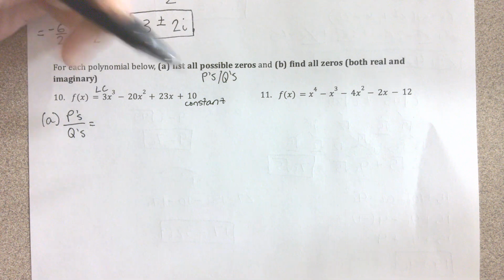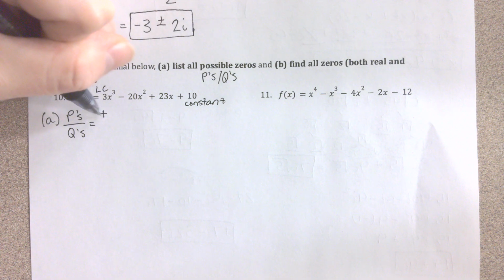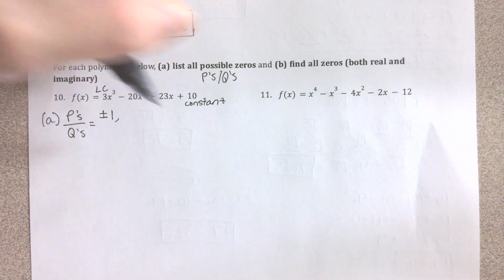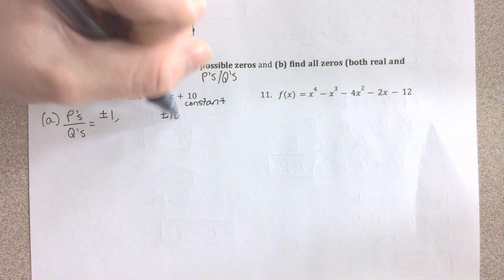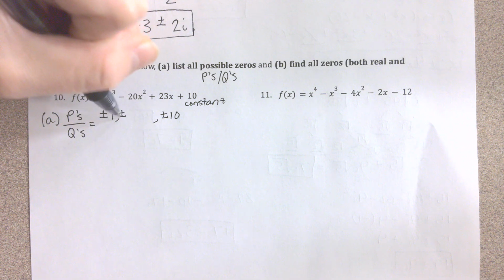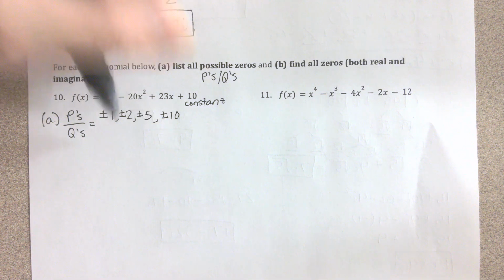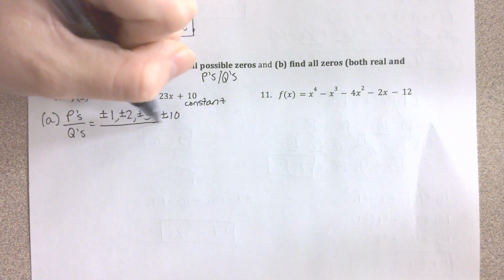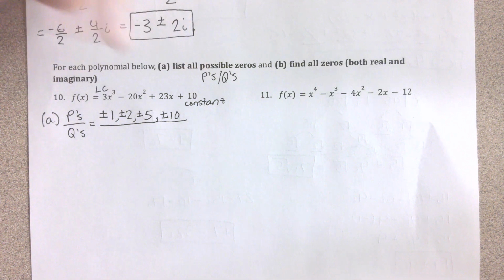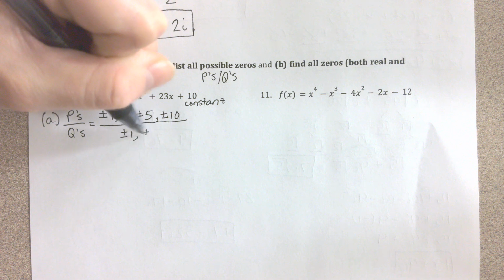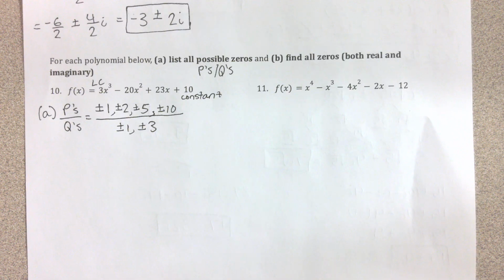So on the top we have plus or minus factors of 10. So that's plus or minus 1, since 1 and 10 go together. And then we've got plus or minus 2 and plus or minus 5. Over the factors of 3, which are just 1 and 3, so plus or minus 1, plus or minus 3. Now we have to make our list of possible zeros.